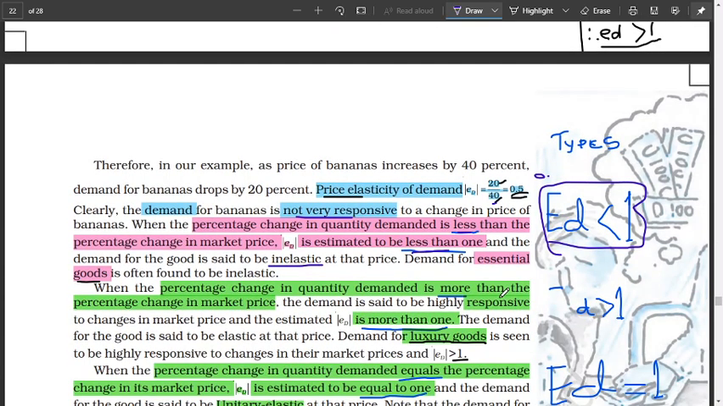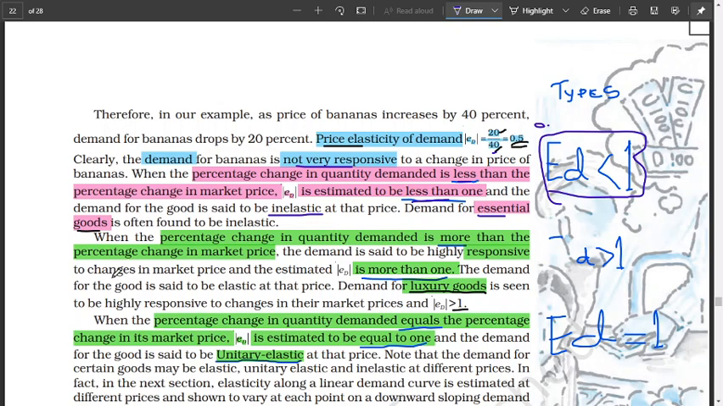And where do you experience such a response? It is when you buy essential goods that you use daily at home, like rice, milk, and so on. In that case, you don't respond much to the change in price because you need them anyway. High price, low price, you have to buy them. So when we buy things we need at home, the demand is inelastic, less than one.